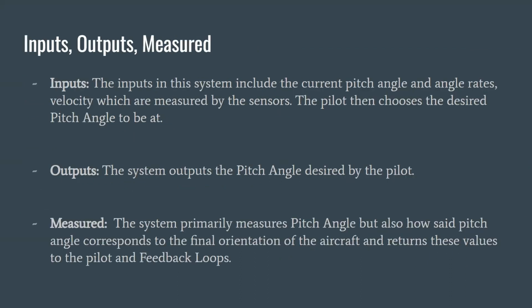For our inputs, outputs, and measured values, the inputs to the system include the current pitch angle, angle rates, and velocity, which are measured by the sensors. The pilot then chooses the desired pitch angle. The system outputs the pitch angle desired by the pilot. What is measured is the pitch angle, but also how said pitch angle corresponds to the final orientation of the aircraft, and then it returns these values to the pilot and feedback loops for adjustments.